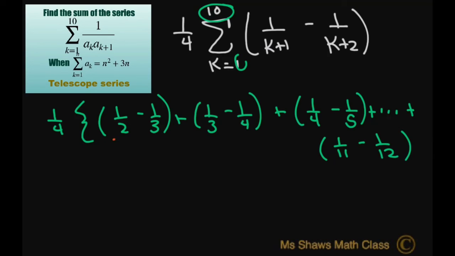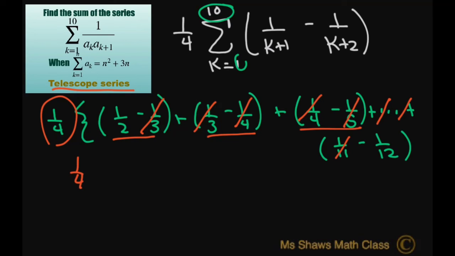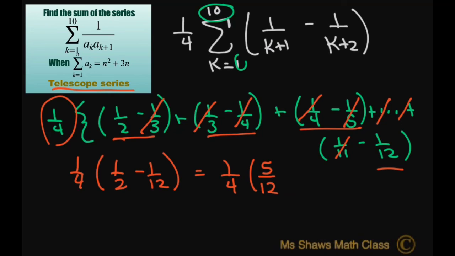It's always a good idea to write three terms because this is a telescoping series, and we get to see the pattern of what's collapsing. The telescope collapses on itself, so that's what's happening here. This last term cancels out the first term of the next part. So these two cancel, this term cancels out that term, and so on. Basically what we have left is the 1/4, then 1/2 for this part, and then minus 1/12. This is going to equal 1/4 times 5/12, which equals 5 divided by 48. And that is your sum.